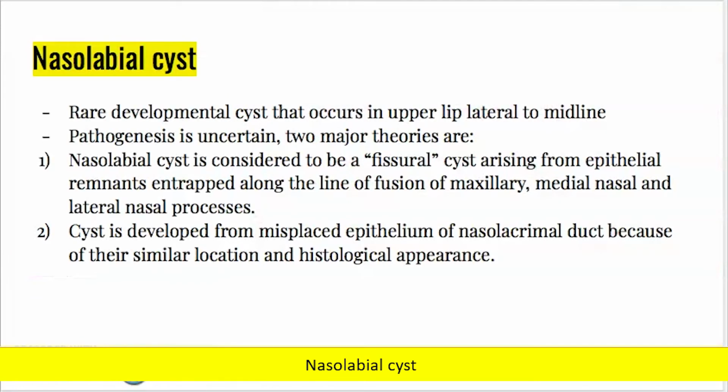Next, I'll be talking about nasolabial cyst. Nasolabial cyst is a rare developmental cyst that occurs in the upper lip lateral to the midline. The pathogenesis of nasolabial cyst is uncertain, but there are two major theories. The first theory is that nasolabial cyst is considered to be a fissural cyst arising from epithelial remnants entrapped along the line of fusion of maxillary, medial nasal, and lateral nasal processes. The second theory is that the cyst develops from misplaced epithelium of the nasolacrimal duct because of their similar location and histological appearance.